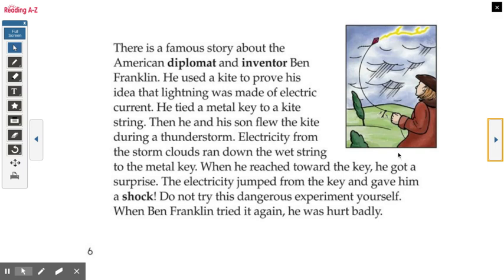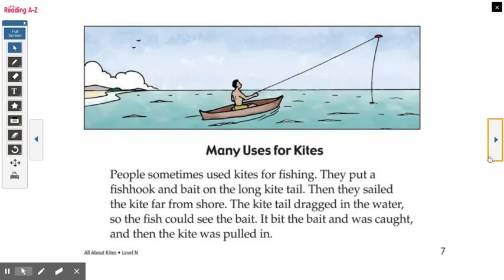What is that fancy word for a picture? Illustrations. Good job. Oh, I see two text features. An illustration and a heading. Can you read this heading with me? Many uses for kites. Good job.